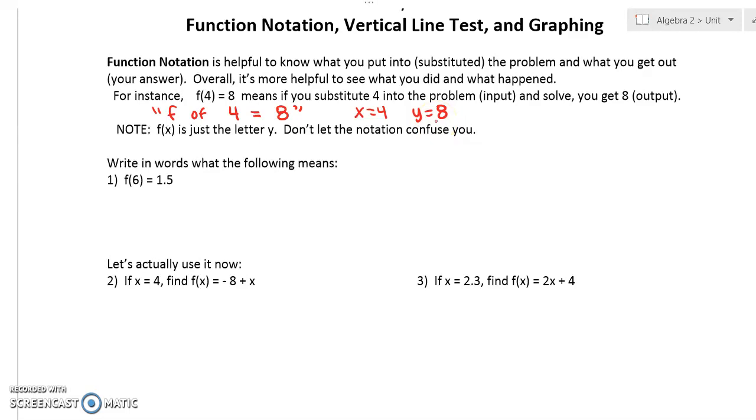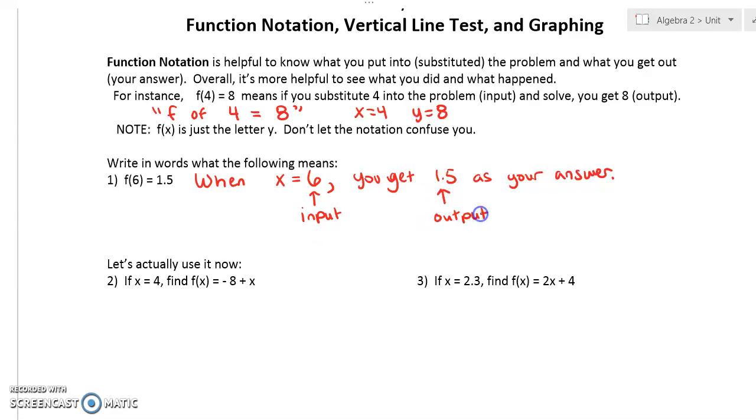Right? So in example 1, it says write in words what the following means. So here it says f of 6 equals 1.5. And really what that means is when x equals 6, you get 1.5 as your answer. So when you put it into the function, you're saying x equals 6 and the output is going to be 1.5. So we call the 6 the input and 1.5 the output because that's what we get out. All right, so let's use these concepts.